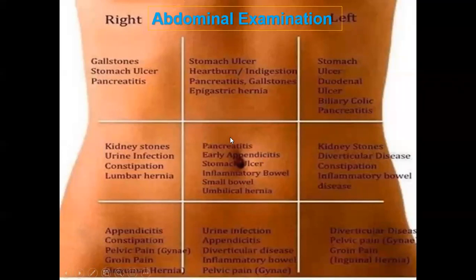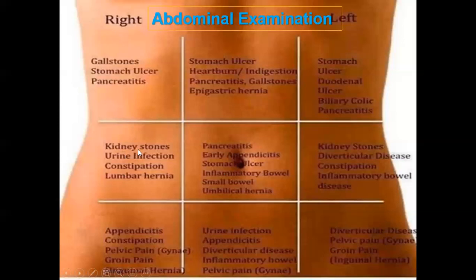This area is the umbilical region. Pain here is more common with pancreatitis, and is an early sign of appendicitis. Appendicitis is located in the right lower quadrant, but the pain starts around the umbilicus, and this is called referred pain. Also inflammatory bowel syndrome, small bowel problems, or umbilical hernia start here.